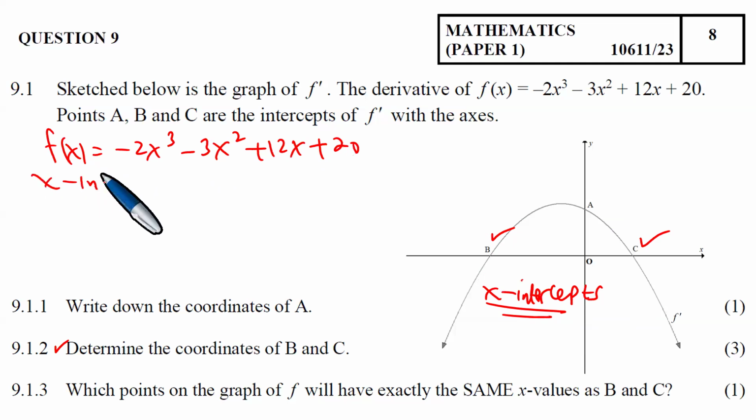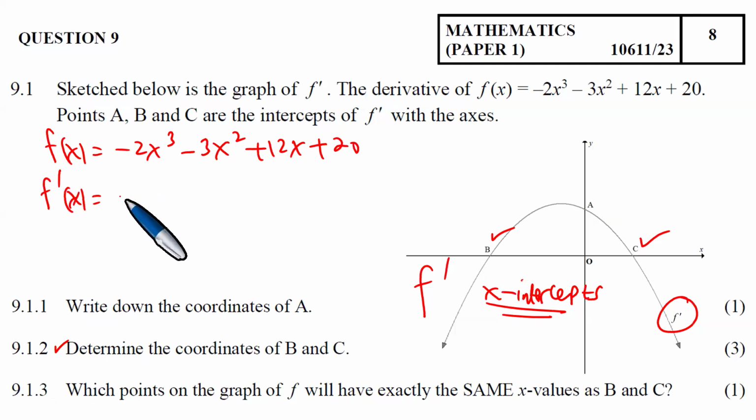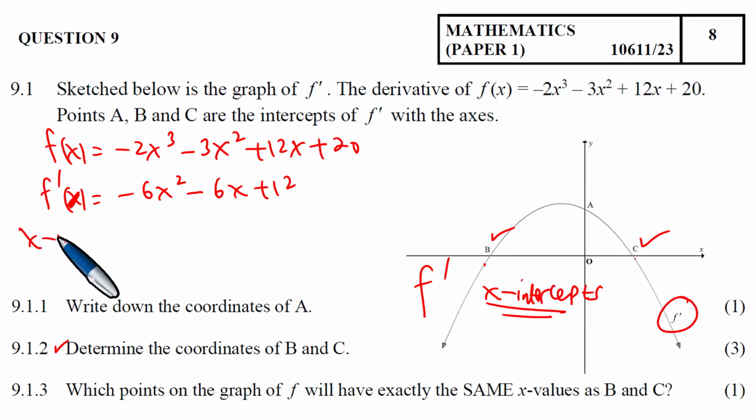You need to find the x-intercepts. But first, this graph is the graph of f prime, so you must first get f prime of x. What is f prime of x? It is minus 6x squared minus 6x plus 12. Being the graph of f prime, you must get the x-intercepts, because B and C are the points where this graph cuts the x-axis, and those are called x-intercepts.